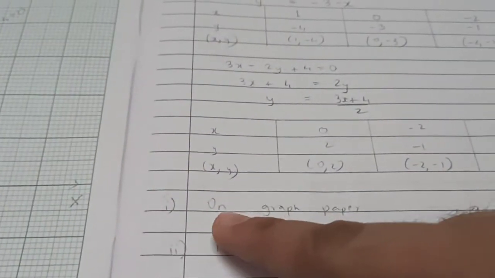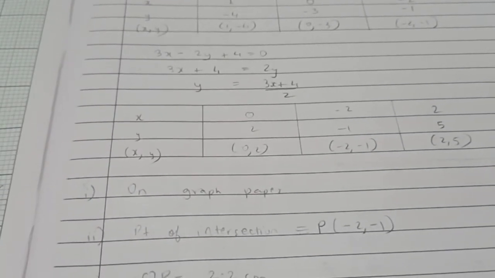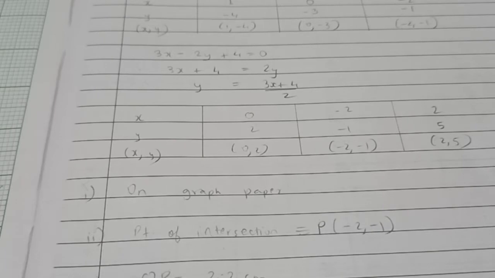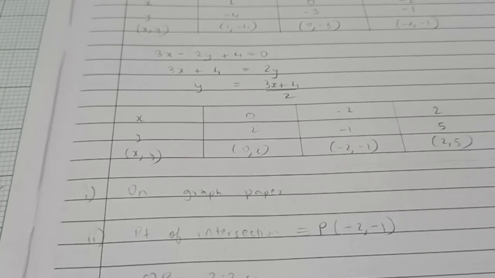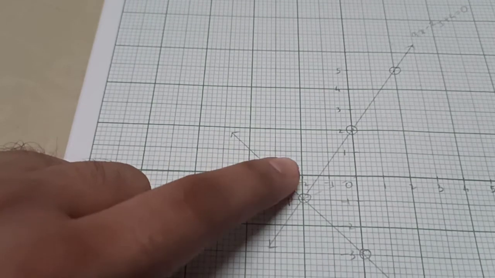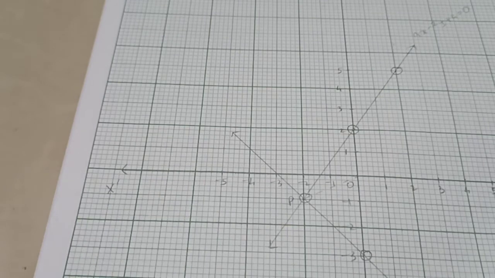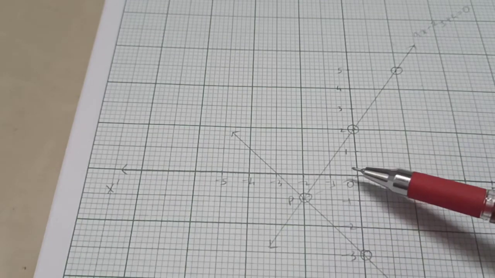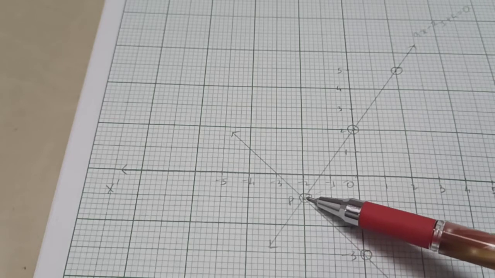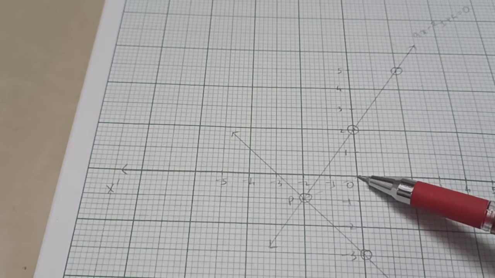Now, Roman number 1 on graph paper, always write it like this. Roman number 2, they are asking us the point of intersection of the two lines. I am calling it P, which turns out to be minus 2, minus 1. Remember, always x coordinate first. And then the most interesting thing is they want the distance of this point of intersection from the origin. So just draw a dashed line and with a ruler, measure the distance, which will turn out to be 2.2 meters.